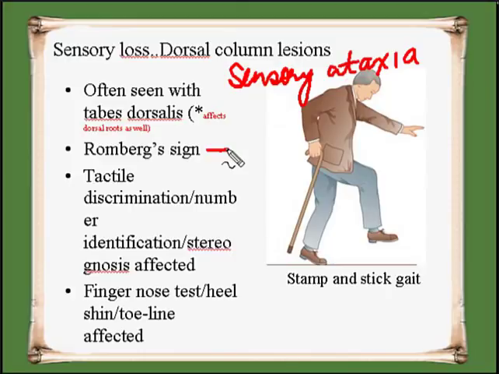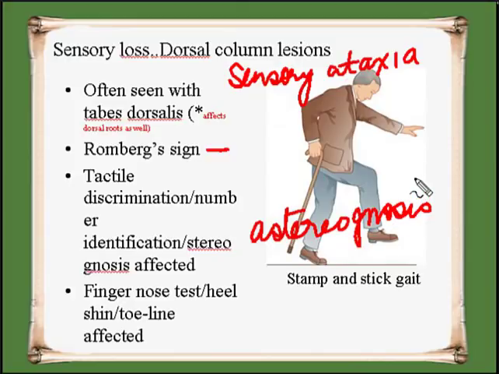Then they lose the sense of tactile discrimination. They cannot identify numbers which are drawn on the hand. They have what is known as astereognosis. So astereognosis is affected, and when that is affected, we call it astereognosis. That means no stereognosis is present. So they cannot differentiate between objects of similar shape or texture. You can see why all this will happen.